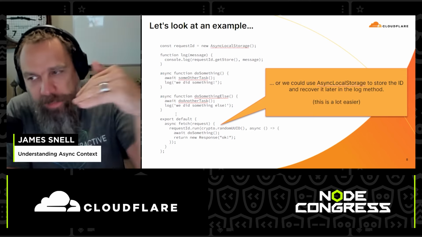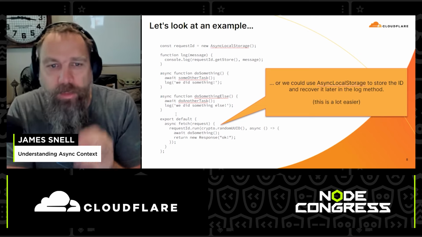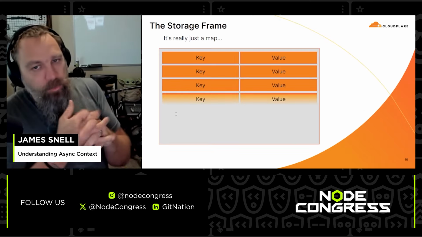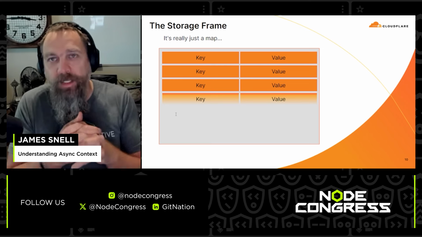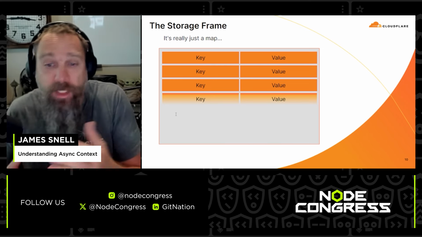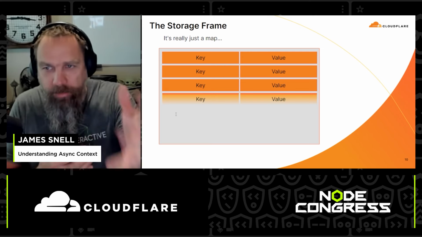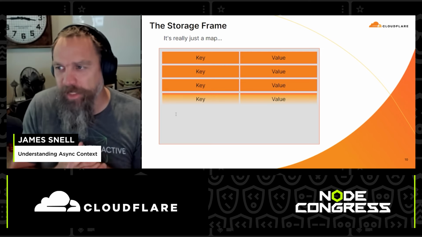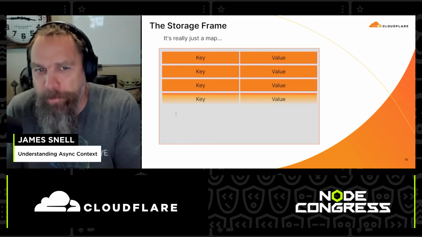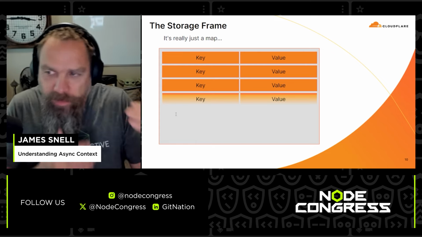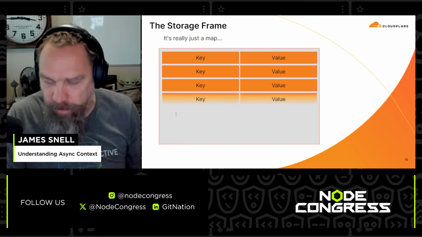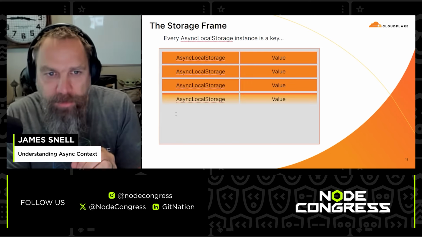But what is happening under the covers to allow this to work? Let's get into that. All right, so we have this concept of a storage frame. In Node, the storage frame is really more of an abstract concept. In some of the other runtimes, like workers, we actually have an internal class called the async context frame. Basically, what this is, is a map. All it does is store key values. You specify a key, specify a value. So it acts like a pretty simple map.